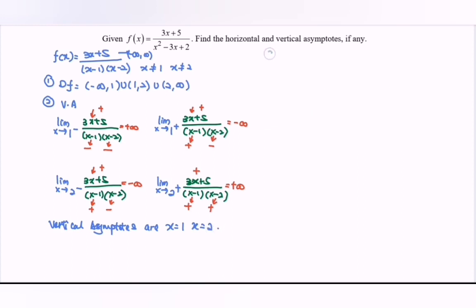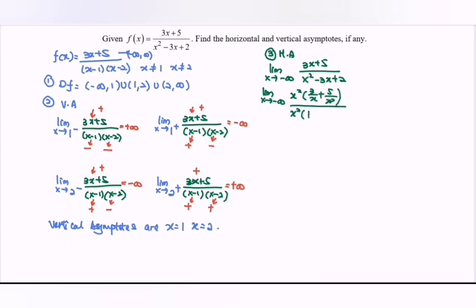Next, focus on number 3, the horizontal asymptote. Limit when x approaches negative infinity. For the function, we have (3x + 5) over (x squared minus 3x + 2). If we substitute, we will have the indeterminate form. So the strategy will be dividing the numerator and the denominator by the highest power of x. By referring to the denominator, the highest power is x squared. So limit as x approaches negative infinity, we factor out x squared: (3/x + 5/x squared) over (1 - 3/x + 2/x squared).